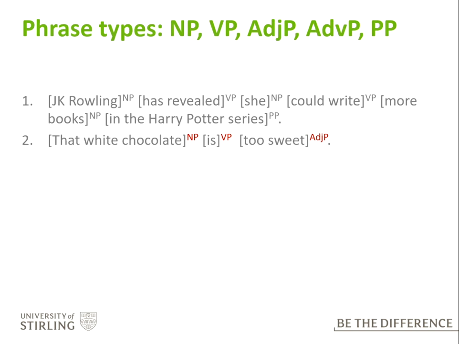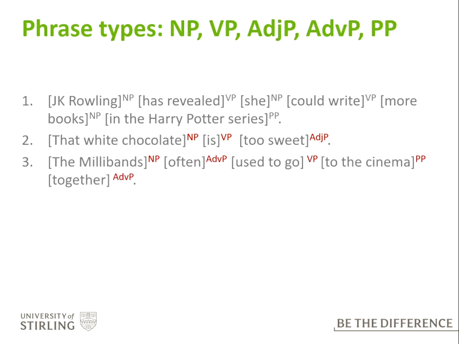Okay, so we've got number 2, that white chocolate, noun phrase, is, verb phrase, too sweet, adjective phrase. The Millibands, noun phrase, often, adverbial phrase, used to go, verb phrase, to the cinema, prepositional phrase, together, adverbial phrase.